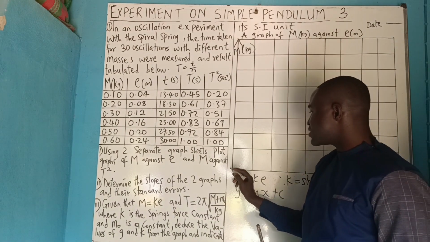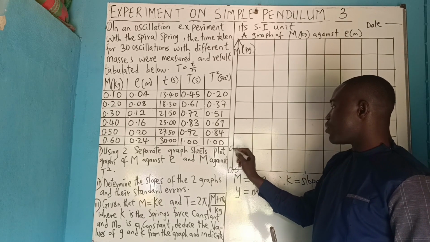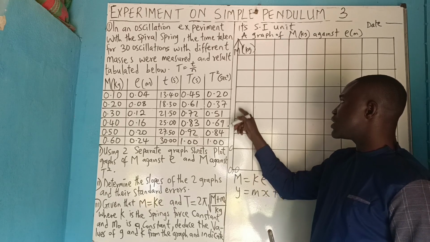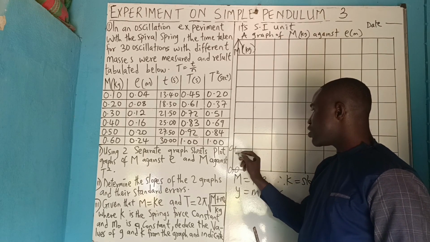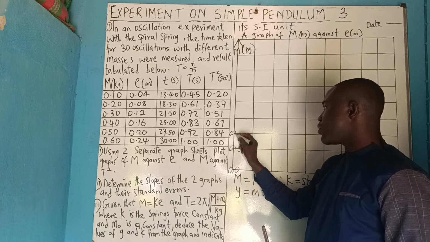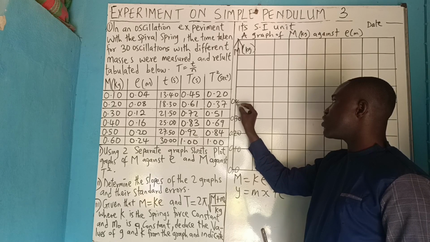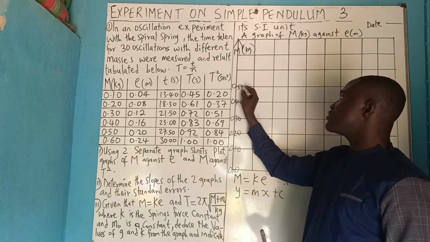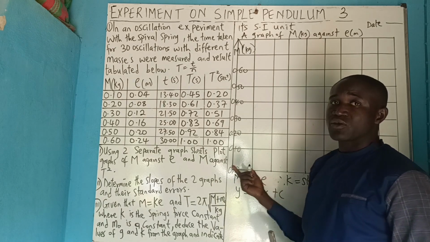If I start at 0,0, here will be 0.1, 0.2, 0.3, 0.4, 0.5, 0.6. So it can go like that. 0.10, 0.20, 0.30, 0.40, 0.50, 0.60. That is about this.